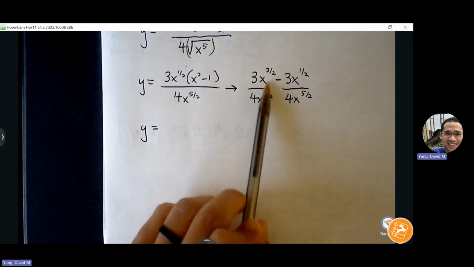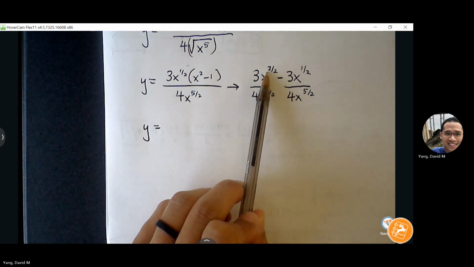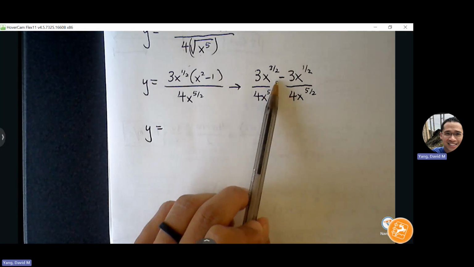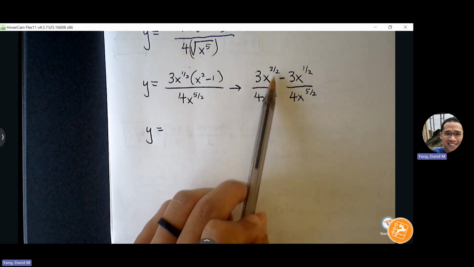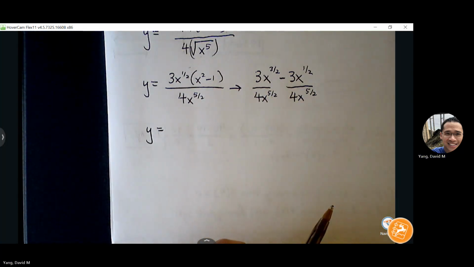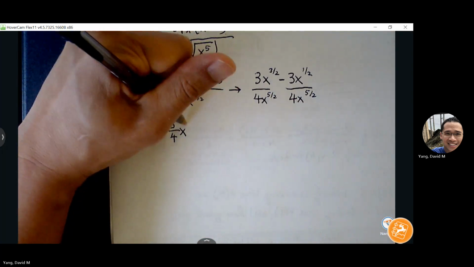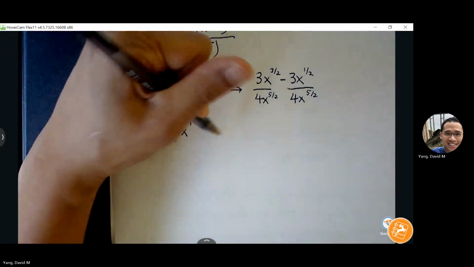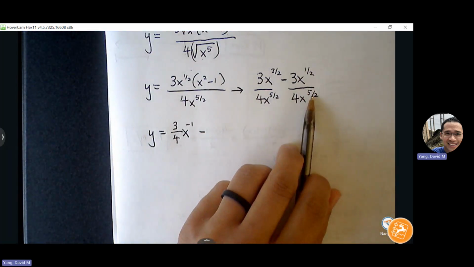I can merge these two variables by subtracting the exponents. Or I can bring this x up as x to negative 5 halves and add the exponents, same thing. But I'm going to just leave it in this form here. What's 3 halves minus 5 halves? Yeah, negative 2 halves, which is negative 1. What's 1 half minus 5 halves? Negative 2.